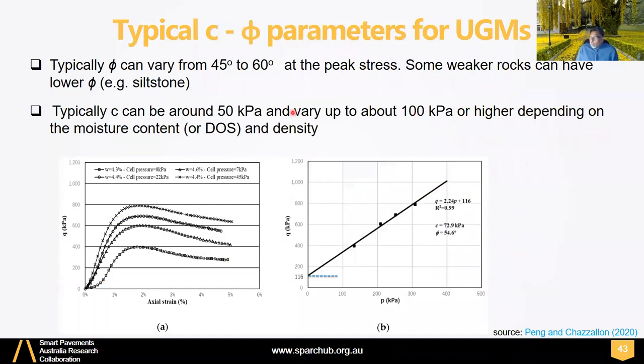Typical C and phi parameters for UGMs. You can see here the curve normally has a peak and a strain softening part, or reduction. That's typical for over-consolidated or compacted materials. The phi value obtained from these kinds of curves from the triaxial test can vary from 45 to 60 degrees at the peak stress. Some weaker materials may have lower values. Cohesion, which is very important as well, can be 50, 100 kPa in some instances. So higher cohesion can mean a lot of resistance.